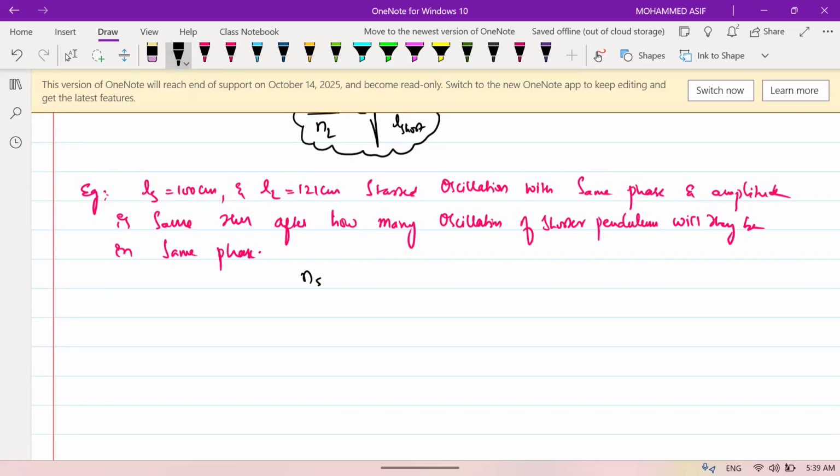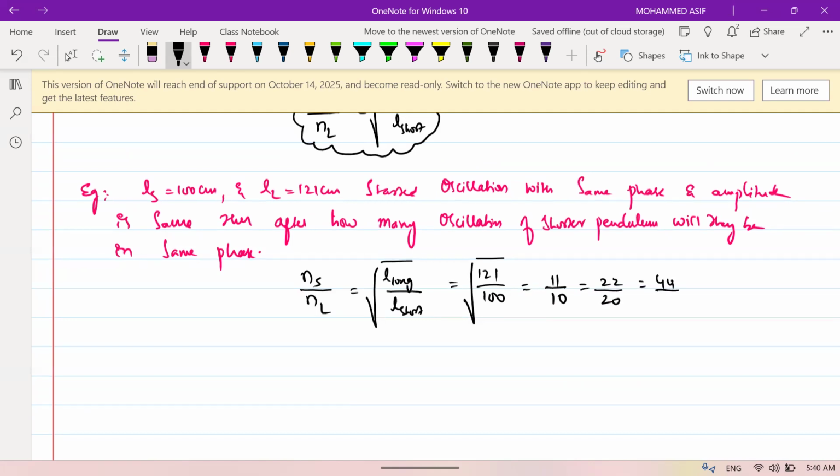You know that oscillation of the smaller divided by oscillation of larger will be equal to under root of length of longer divided by length of shorter. That is equal to under root of 121 divided by 100. That is equal to 11 divided by 10, isn't it? That will be equal to 22 divided by 20. That will be equal to 44 divided by 40. Go on like that. First oscillation will be at 11 divided by 10. The next one again at 22 divided by 20, multiplied by 2. Then again at 44 divided by 40. In these cases, they will be same.